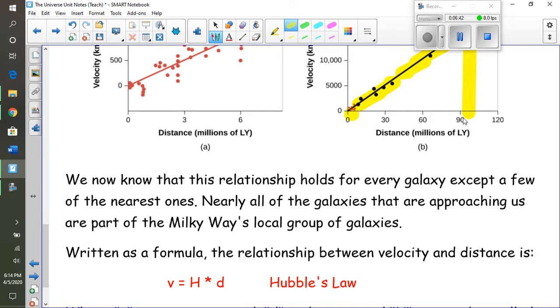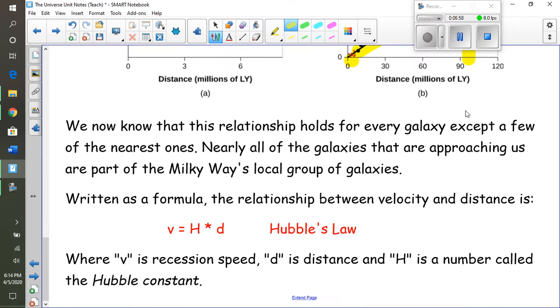And we now know that this relationship holds true for every galaxy, except for a very few of the nearest ones. So nearly all of the galaxies that are approaching us are part of the Milky Way's local group. So again, that's the Andromeda, Triangulum, a few others.